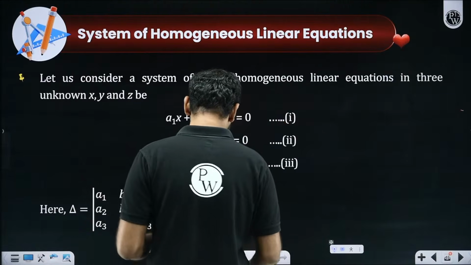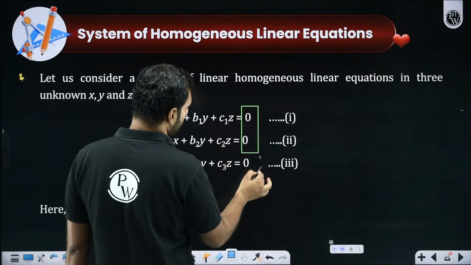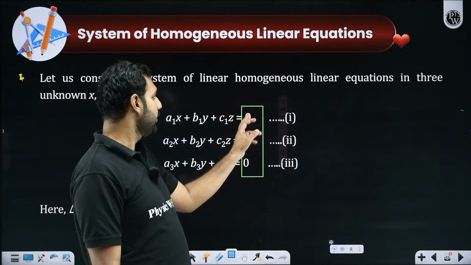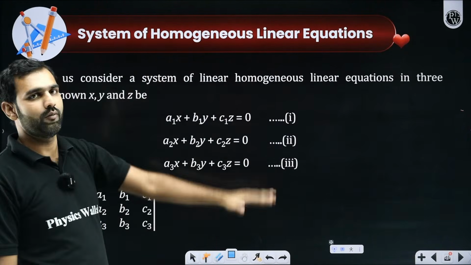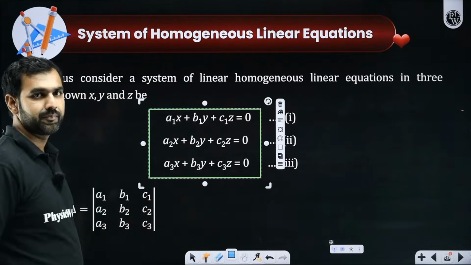What does it say? It says there are three equations, but this time luckily you are noticing that all the constant terms are zero. So if all the constant terms are zero in this case, it is called a homogeneous system of linear equations. Of course, there are three equations in three variables.